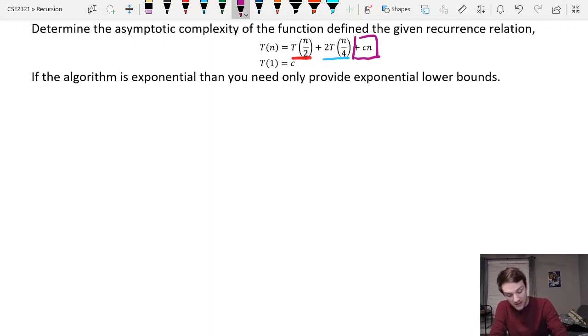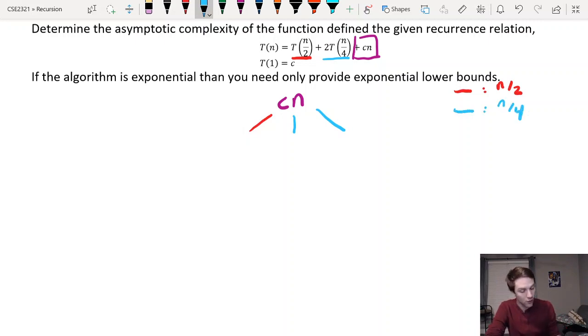To analyze this, we start with the cost of the first recursive call, which is Cn. It then forks into three different problems, one of size n over 2, and two of size n over 4. So just to let myself keep track, somewhere I'm going to denote that the red path is for dividing by 2, n over 2, and the blue path is for dividing by n over 4.